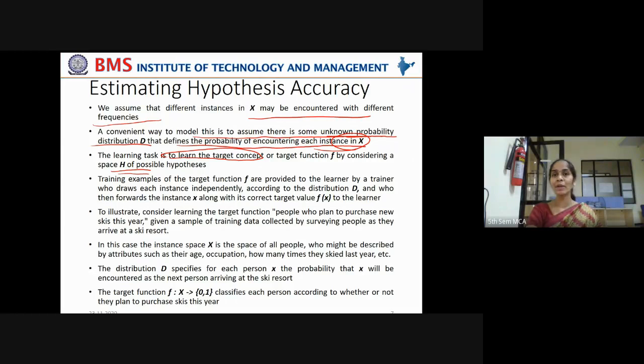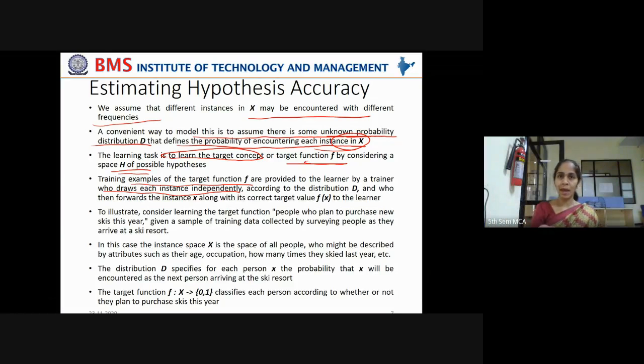That is your final statement you make about your data, right? So the learning task is to learn the target function or target concept f by considering a hypothesis space H. Now, training examples of the target function f are provided to the learner by a trainer who draws each instance independently. Each instance is drawn independently means drawing this instance doesn't have any effect on drawing the other instance. Then we say that both instances are drawn independently, randomly.